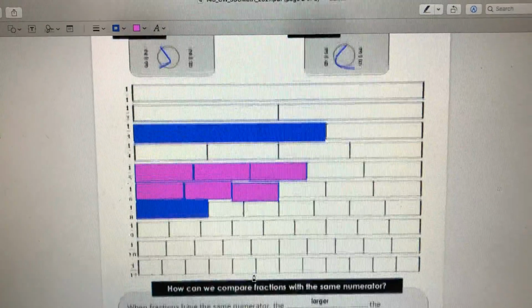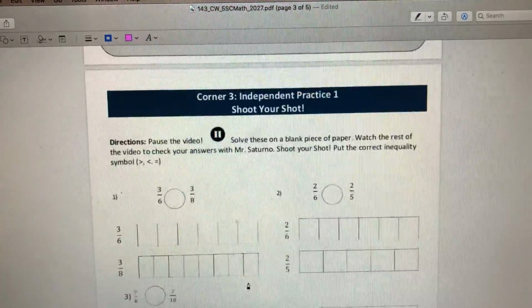We're now going to be ready to shoot some shots on our independent practice. Shoot your shot on your own.